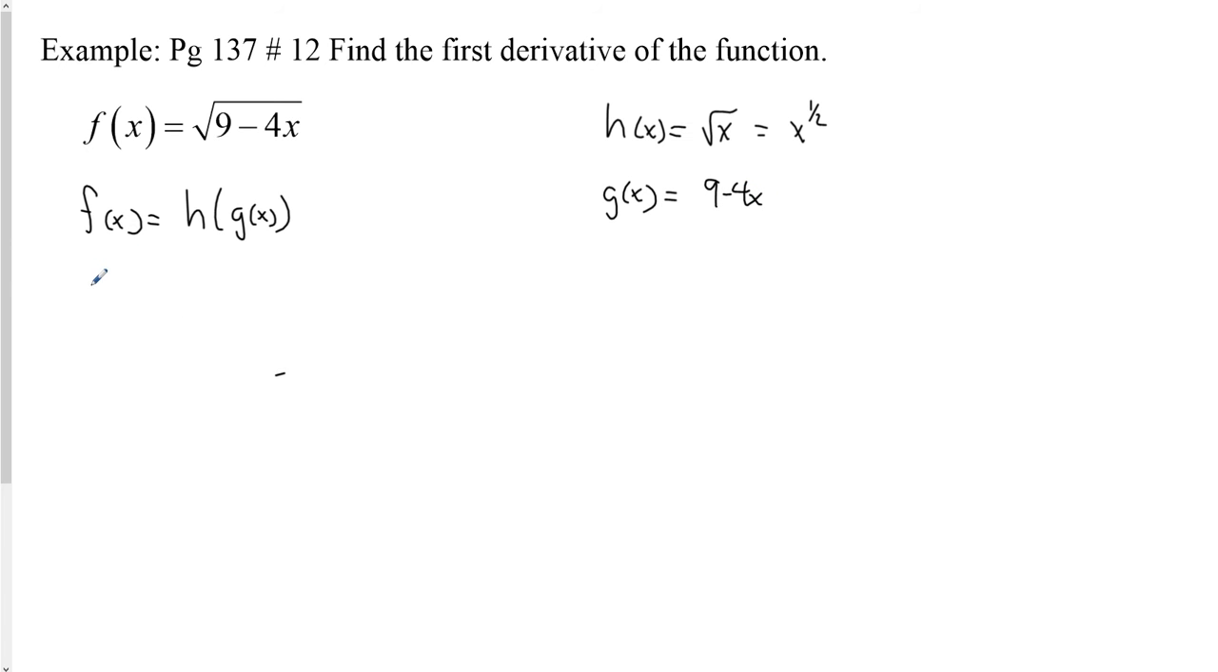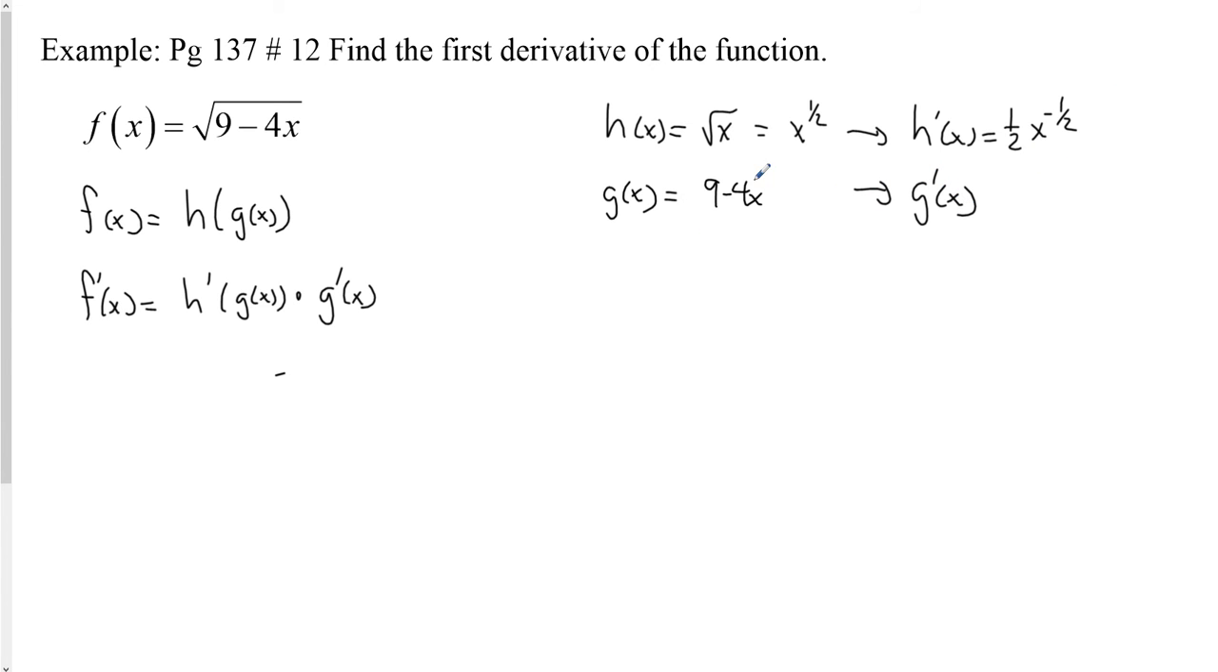All right, so I remember from my chain rule that f prime of x is going to be the derivative of the outermost function, leaving the inside function alone, and then multiplying that thing by the derivative of the inner function. So if I go through and I do these, h prime of x is going to be a half x, and then when I subtract a half from a half, I get negative 1/2. And we're going to simplify this eventually, but for right now, that's okay. And then g prime of x, the derivative of this, is just going to be negative 4.